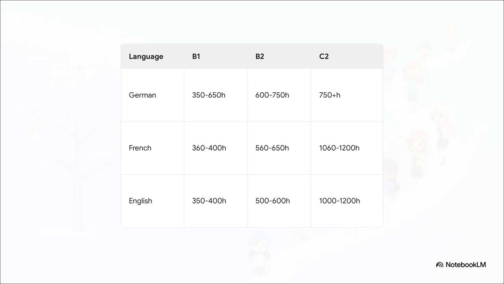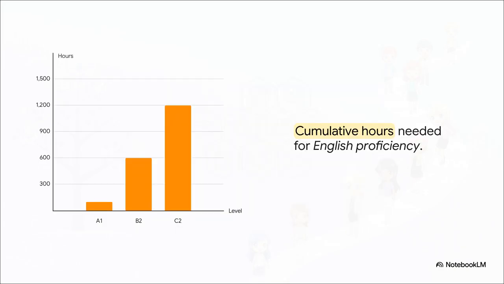Notice how reaching a B1 or B2 level is surprisingly consistent across German, French, and English, hovering right around that 350 to 650 hour mark. But look closely at that C2 column. French and English require well over 1,000 hours of dedicated instruction to truly master. This really puts it into perspective, right?